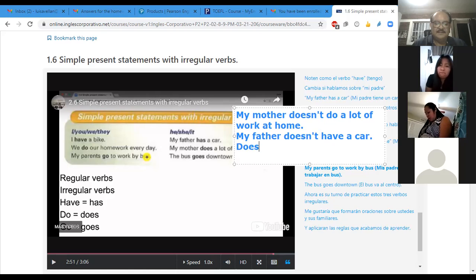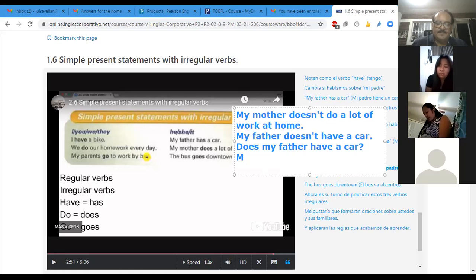Hacemos does my father have a car? Volvemos a usar have porque estamos usando también el auxiliar does en la pregunta. Significa que my father has a car solo va en la afirmativa. En la interrogativa o en la negativa, usamos have con el auxiliar does.